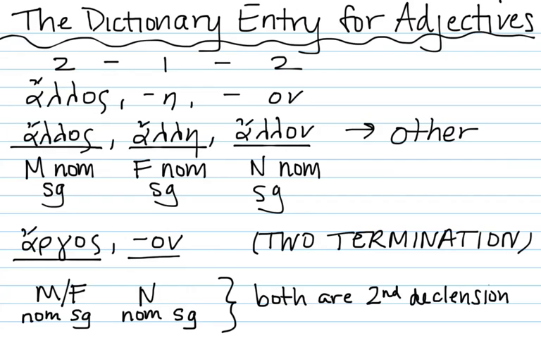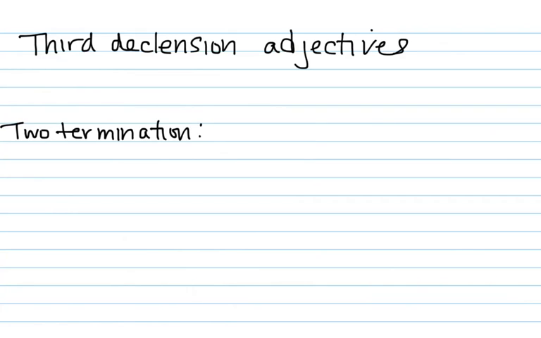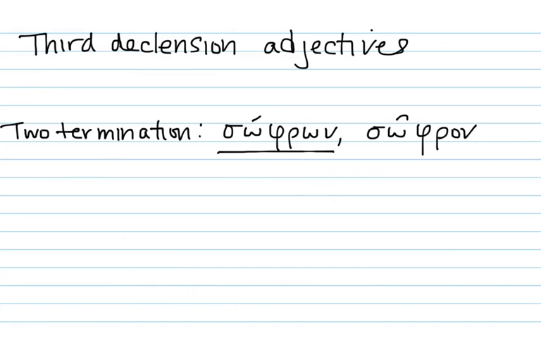That's two different kinds of dictionary entries for adjectives. A 2-1-2 adjective, or a two-termination adjective, which is second declension. Another kind of dictionary entry for adjectives is third declension adjectives. The ones we've learned so far are two-termination, like sophron with an omega nu and sophron with an omicron nu.